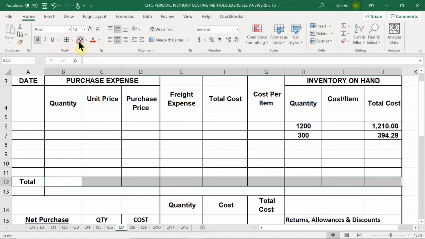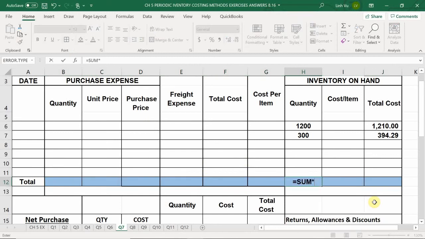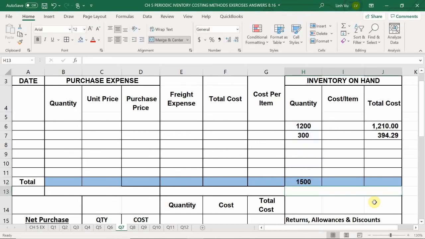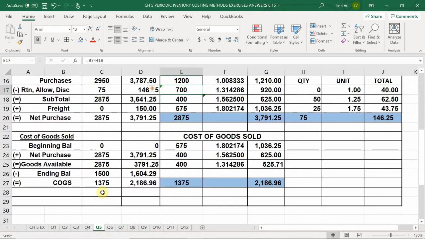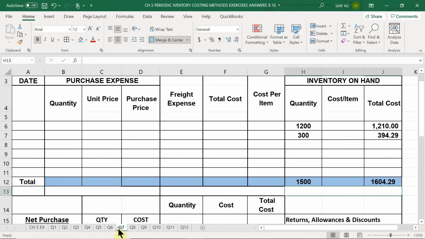Let's sum up these totals right here so we have our inventory on hand. Equals sum. So we have a total of 1,500 at a total of 1,160.0429. Let's see, was that the total amount of inventory on hand? Inventory on hand was 1,500 at 1,160.0429. Perfect. So that is exactly where we're going to start our inventory.